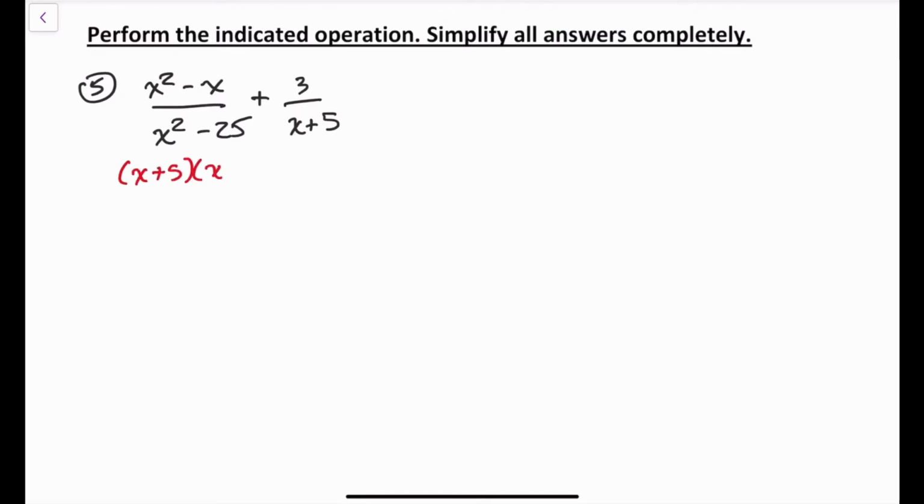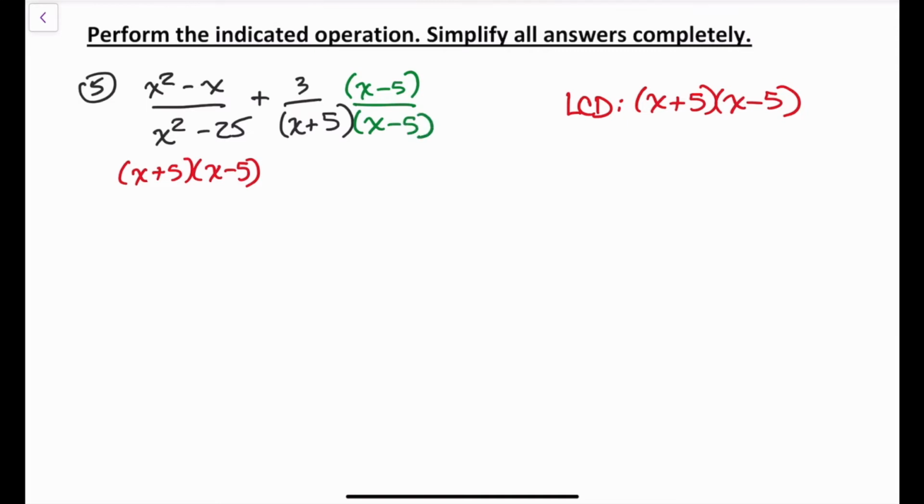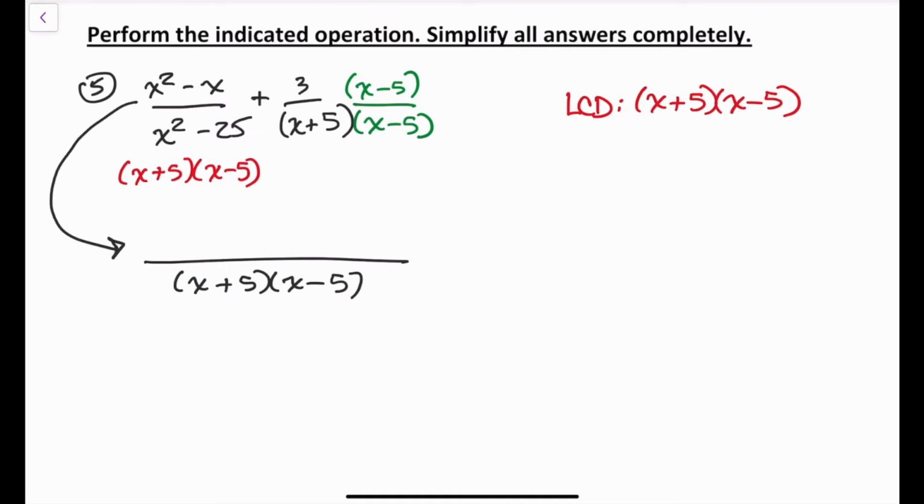All right, number 5. So let's factor the denominator. These are different denominators, so I need to find the least common denominator here. So the least common denominator in factored form is just x plus 5 times x minus 5. So the expression on the left is fine, but the second one I need to multiply the top and the bottom by x minus 5. And then again, now I have the same denominator, so I can write all of that as one fraction. And then I'll rewrite this down here. So I'm adding in this case.